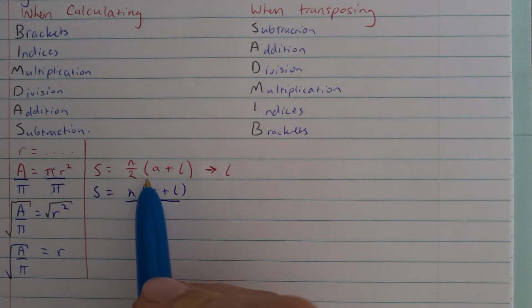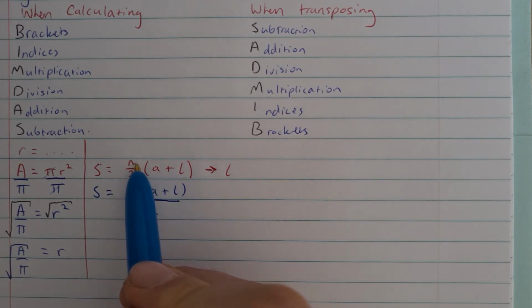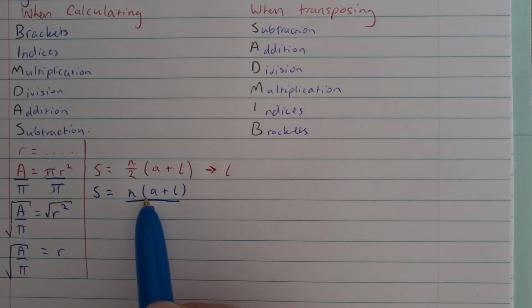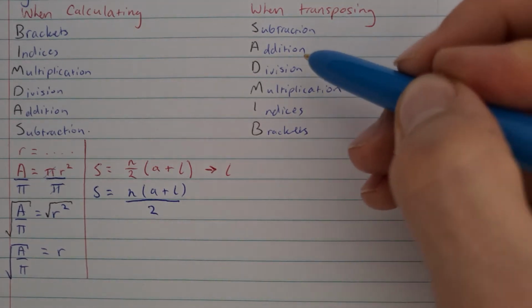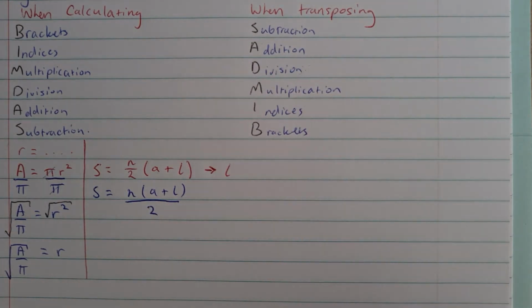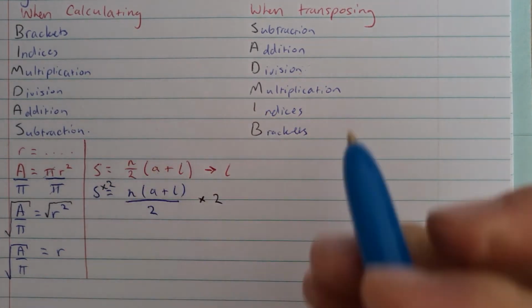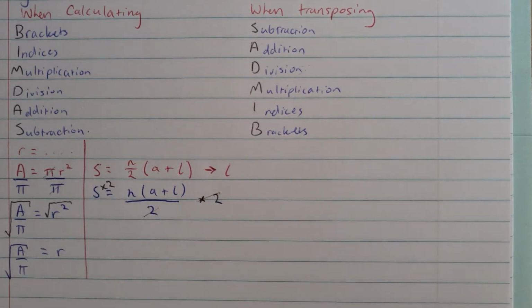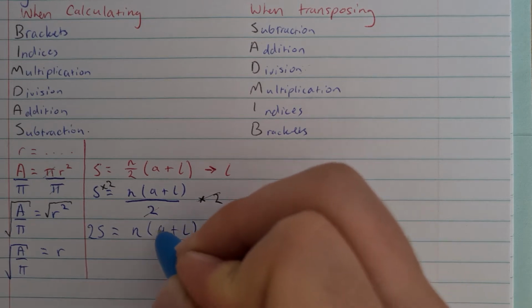If you have n over 2 and it's multiplied by a number, say a plus l, that can sort of jump up to the denominator. So we can rewrite this as n times (a plus l), that whole thing divided by 2. And now we can see, the first thing we want to get rid of is this divide by 2. To do that, if I multiply both sides by 2, these 2s will cancel out. I'm left with 2s on the left-hand side is equal to n multiplied by (a plus l).